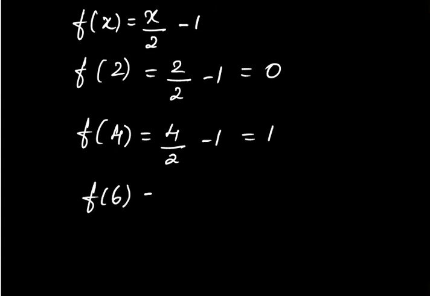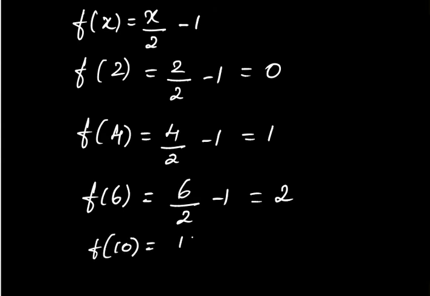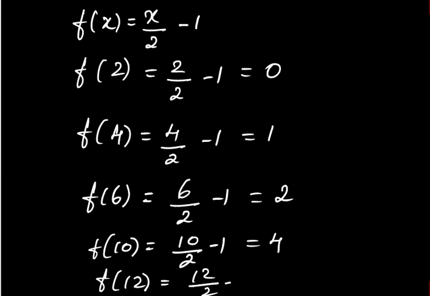Then f of 6. 6 by 2 minus 1. So 6 by 2 is 3. 3 minus 1 is 2. Then f of 10. 10 by 2 minus 1. 10 by 2 is 5. 5 minus 1 is 4. Then f of 12. 12 by 2 minus 1. So 12 by 2 value is 6, 6 minus 1 is 5.